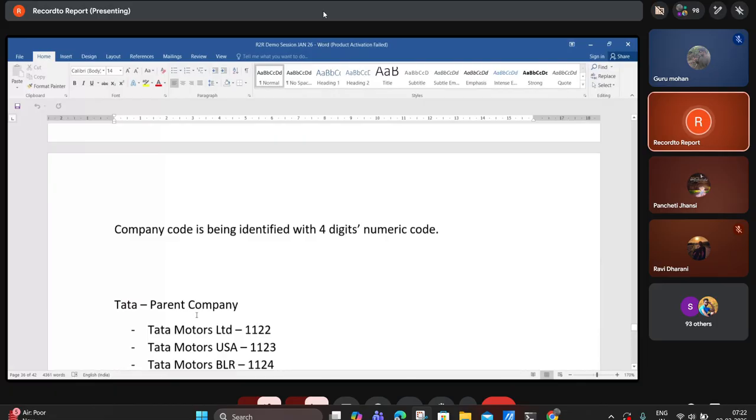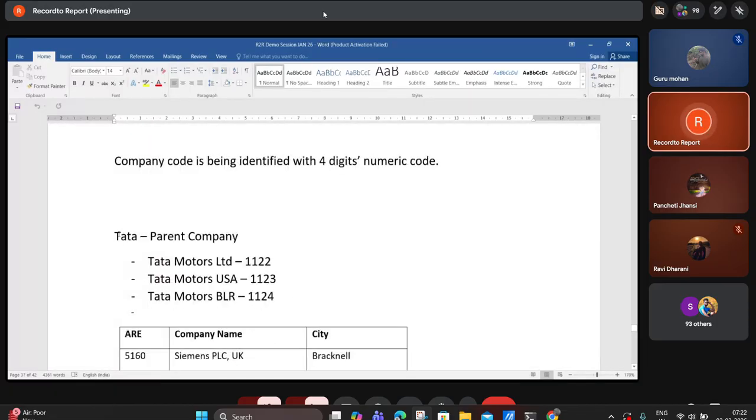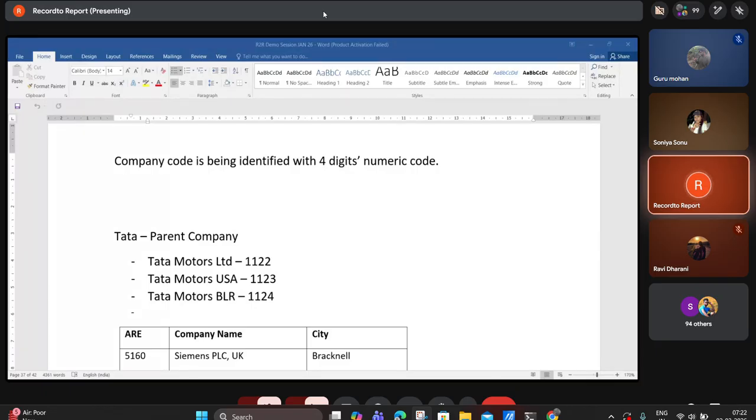Okay, so for example, we have Tata. Under Tata, we have sub companies like Tata Motors, Tata USA, Tata Bangalore. Tata Motors has been given a code like this. If you want to post any transaction to Tata Motors, we need to use the code 1122. So like this, we have multiple company codes.